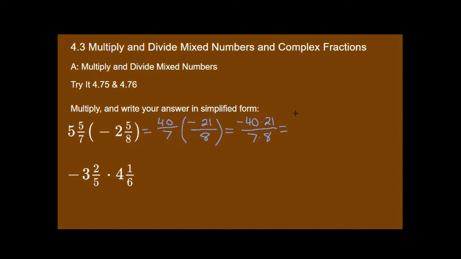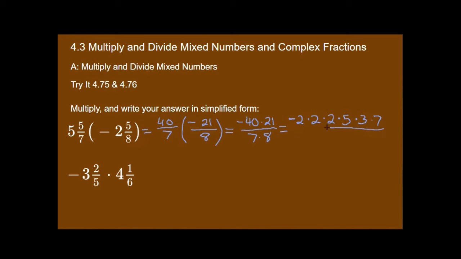So let's go ahead and do that. 40 in prime numbers, and we have to keep the negative, would be negative 2 times 2, which is 4, times 2 would be 8, times 5, and that's 40 in prime numbers. And then I can take 21 to its prime numbers, which would be 3 times 7.